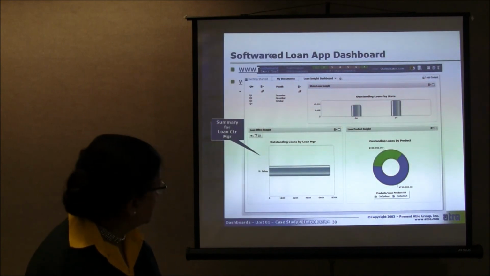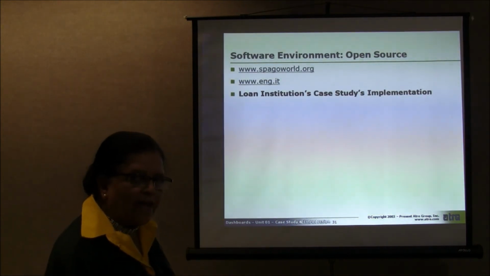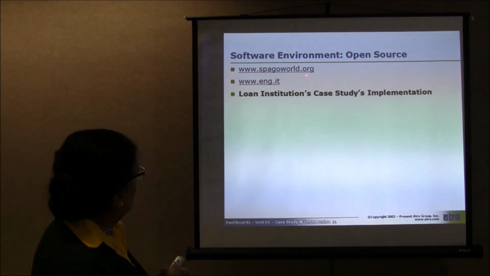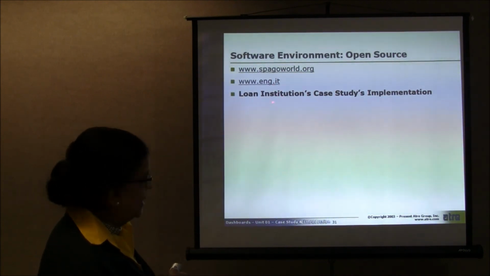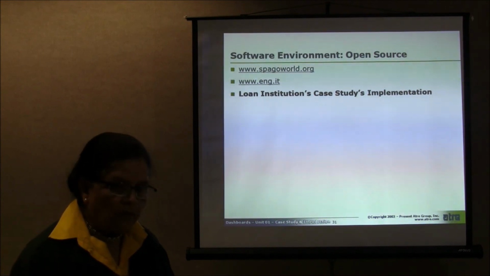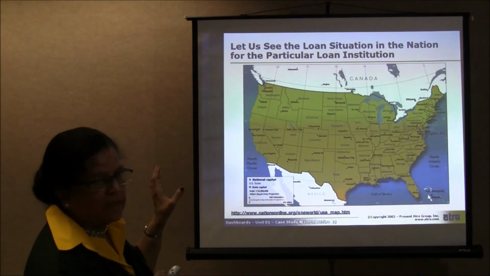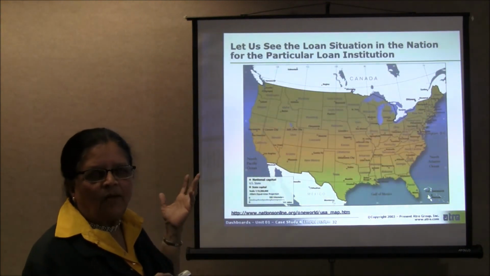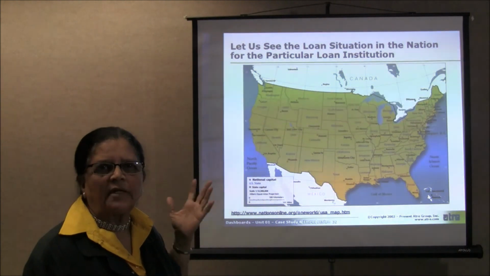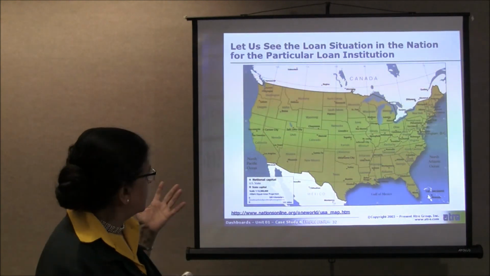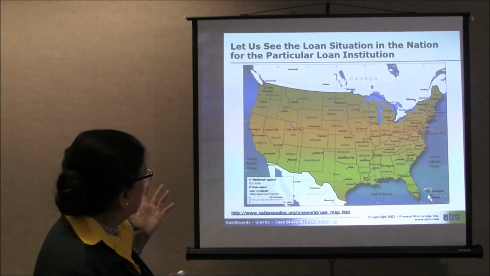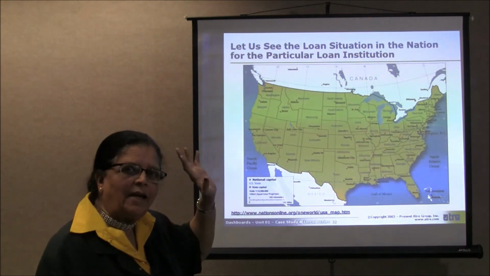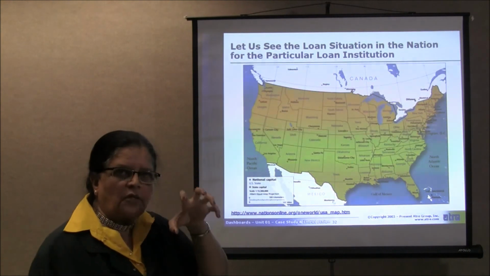Okay. So this was for the Actuate BIRT 360. Now this is Spago BI, spagoworld.org, eng.it, IT for Italy. So now take a look at those dashboards. Now this is, of course, what else? We are looking at the loans given in the United States of America. Okay, so these are the various states. So that's what we are looking at. So all this data which I was talking to you about, it's for the USA.